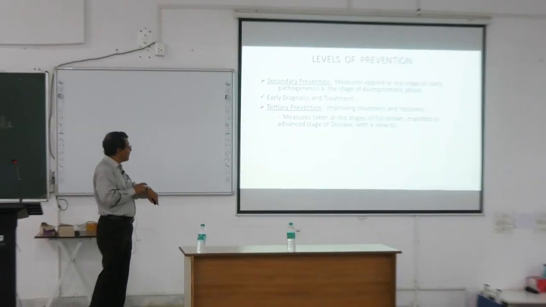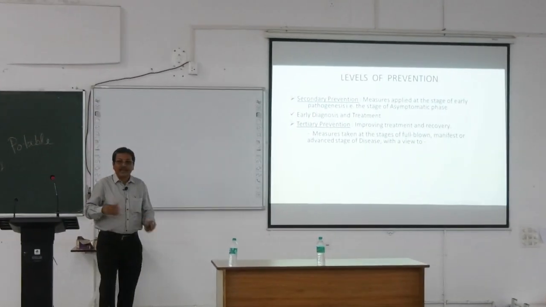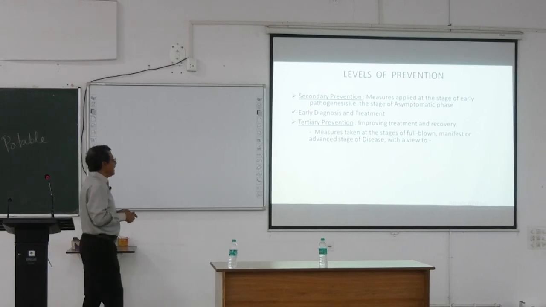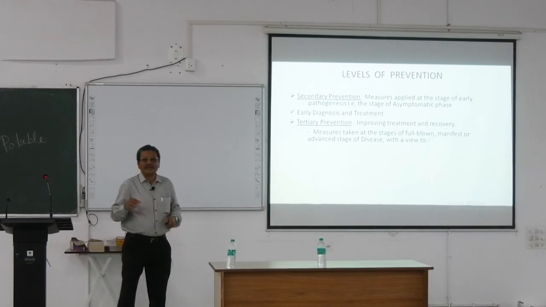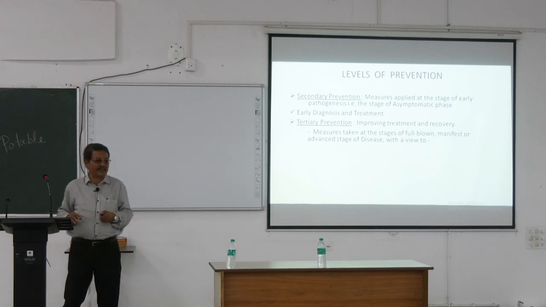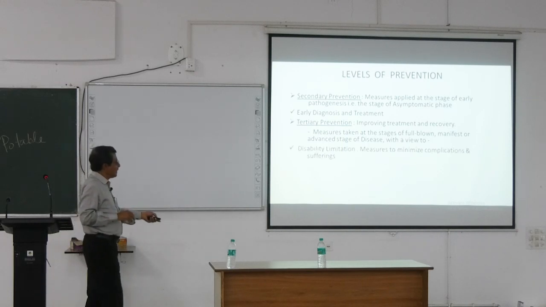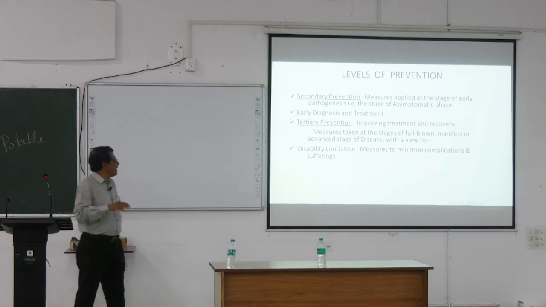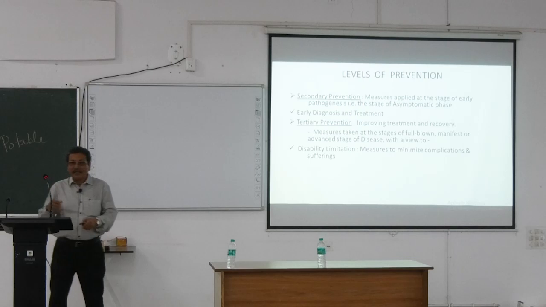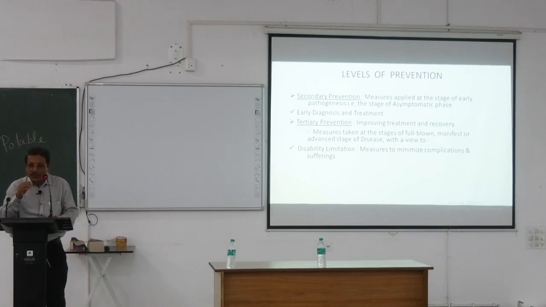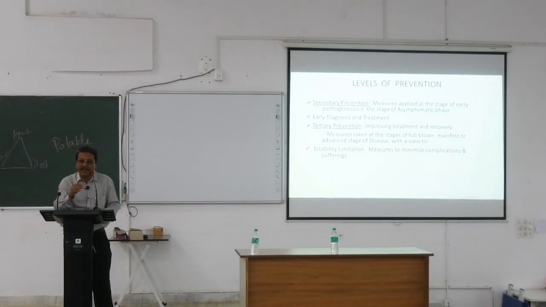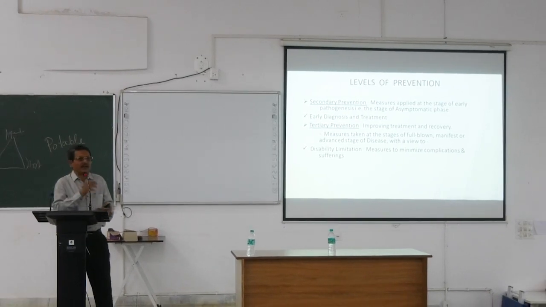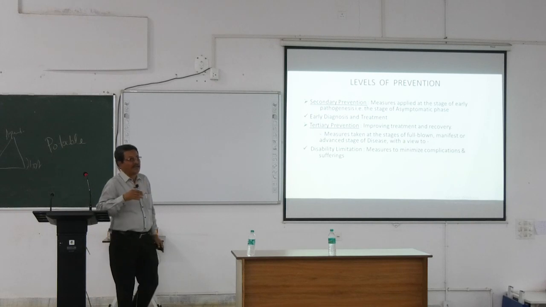Tertiary prevention is improving the treatment and recovery. The disease is already progressing, so you can take rehabilitation and control or maintenance of the disease so that suffering becomes less. Tertiary prevention can be like disability limitation. You can limit your disabilities, so you can maintain protective actions, nutritive actions, and all these things, so that disability does not take place.